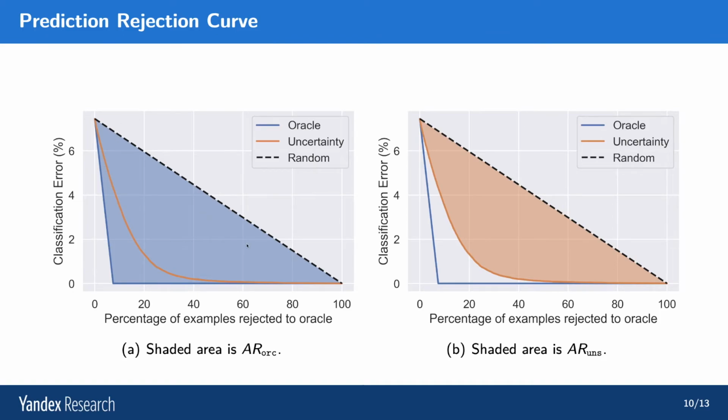Now, if we randomly reject examples to the human, then in expectation we'll have this straight black line here. This represents random, or the worst performance we can have. Now, in practice, if we reject examples to the human in order of decreasing uncertainty, so first we estimate uncertainty for every example in the data set, and we reject the ones which have the biggest uncertainty, then the next biggest uncertainty, and so on, we'll get this orange line. This orange line will lie somewhere between the black line and the blue line. And the closer it is to the blue line, the better it is.